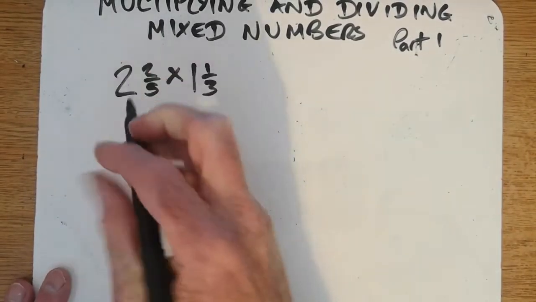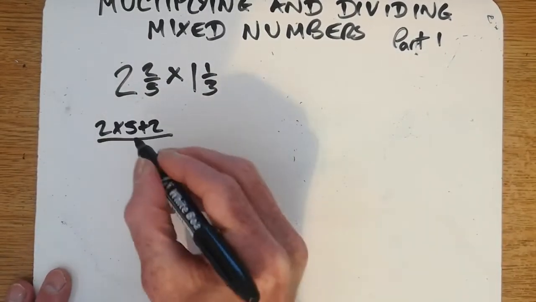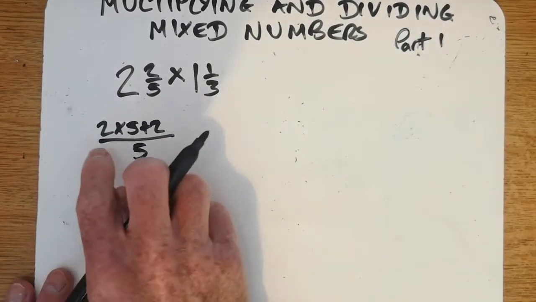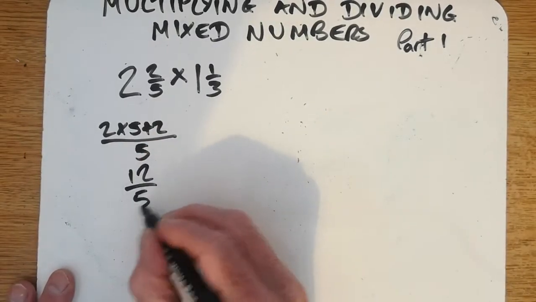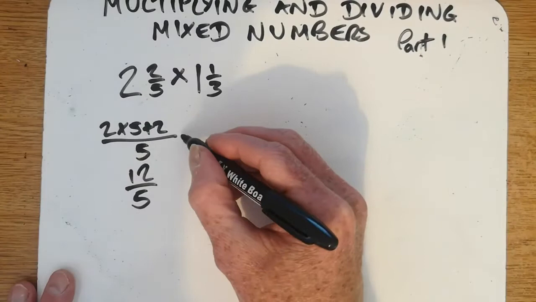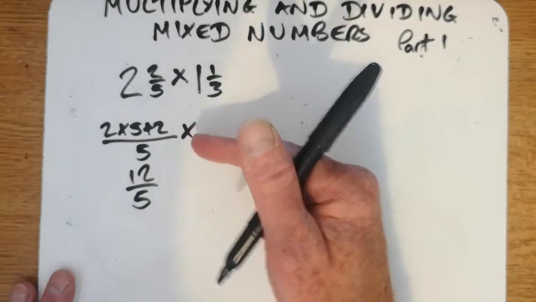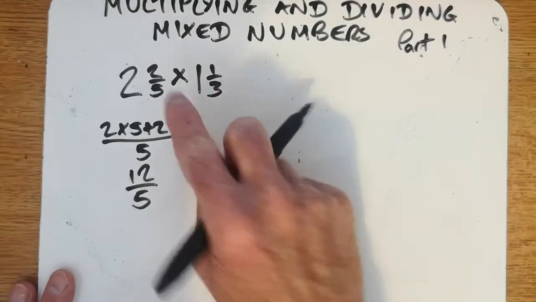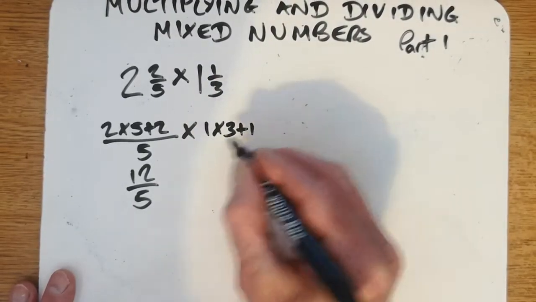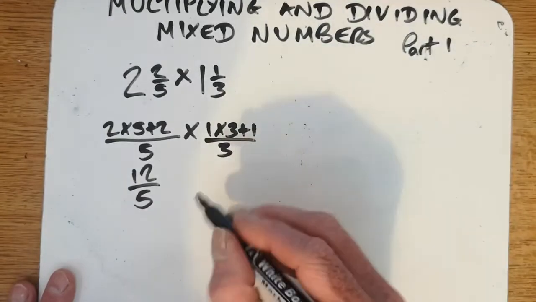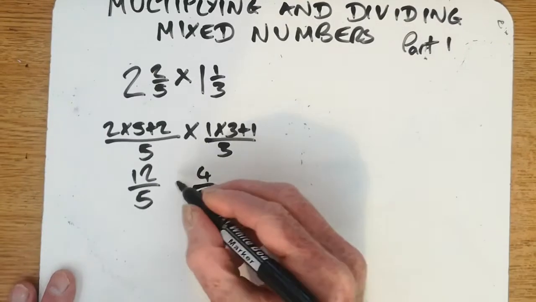2 times 5, add 2, that's going to give me 12. I'll write it out. 2 times 5 plus 2, all over my bottom number that stays the same. 2 times 5 is going to give me 10, plus 2 is going to give me 12. 12 over 5 is what I've got on this side. And I'm multiplying this by 1 and 1/3, so make that into a top-heavy fraction. 1 times 3, big number times the bottom number, add the top. 1 times 3, add 1, all over 3, my bottom number staying the same. 1 times 3 is 3, plus 1 is 4. I end up with 4 over 3.